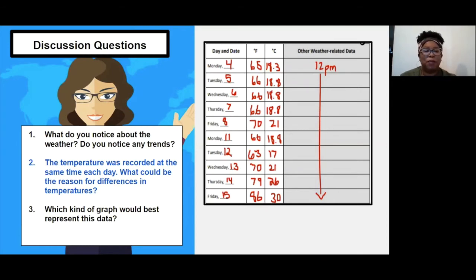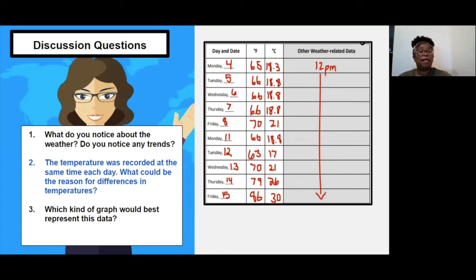Well, let's get number 2 because we kind of talked about the reason why. We could have just kind of mentioned what could be the reason for the differences in temperature. Who knows? It could have just been that day. Maybe it was raining that day. Maybe there were some clouds out and the sun wasn't shining as much. So that made the difference of a 66-degree day versus a 70-degree day.